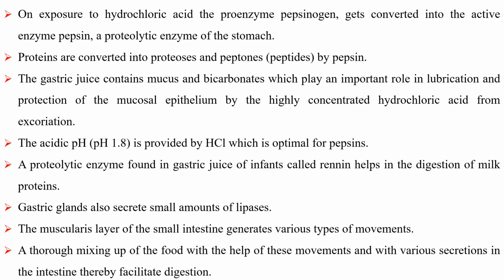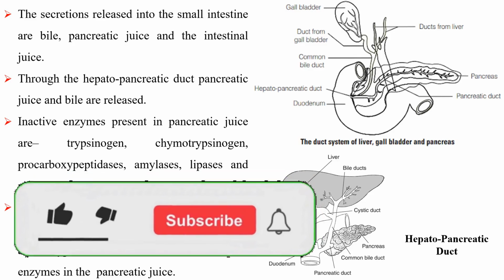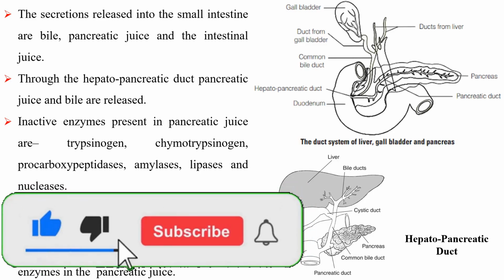The muscularis layer of the small intestine generates various types of movements. A thorough mixing up of the food with the help of these movements and with various secretions in the intestine thereby facilitates digestion. The secretions released into the small intestine are bile, pancreatic juice, and the intestinal juice. Through the hepatopancreatic duct, pancreatic juice and bile are released.